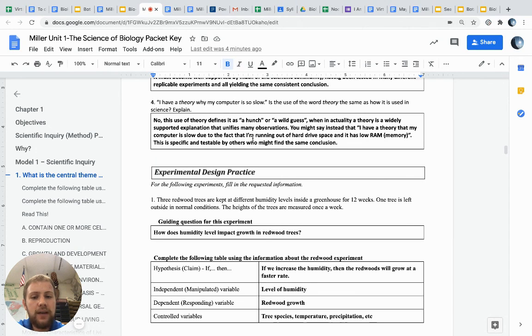So essentially, we might say instead, I have a theory that my computer is slow by citing some specific evidence: that I'm running out of hard drive space and my computer has low RAM, or memory. So this is specific, it's testable by others, and if many have found the same conclusion, which is a tendency of why computers run slow because of a lack of RAM, perhaps, then you could consider it a theory, because this is widely known by the tech industry or the computer folks out there. So you might be able to consider that a theory, but certainly we don't want to just use it as an opinionated wild guess.